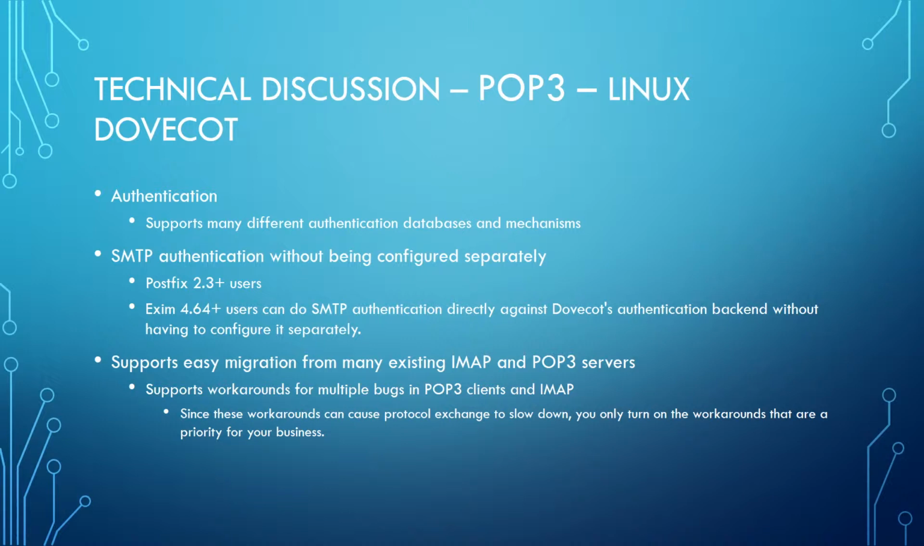Now, of course, there are some differences with the software out there. So you do have some bugs in POP3 clients and IMAP, but Dovecot does have workarounds for these. But some of these workarounds can cause your protocol exchange and hence your server to slow down. So you'd only want to turn on the workarounds that are a priority for your business.